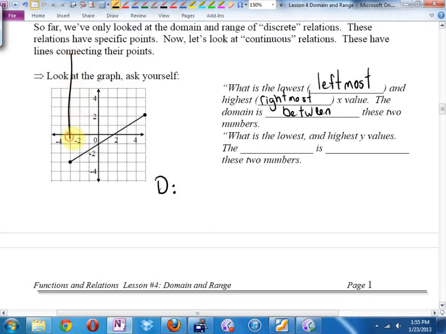What's the lowest x value that appears? -3? What's the highest x value that appears? 3? Does it use up every single x value in between -3 and +3? Yeah, you know how I know? It's connected. So I can't just list these all separately by commas. There's an infinite number of domain values. It's every single possible decimal value between -3 and +4.